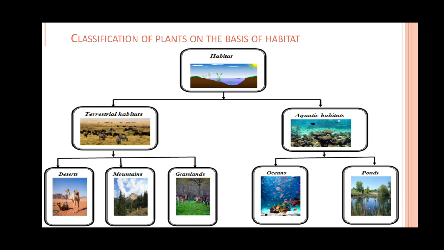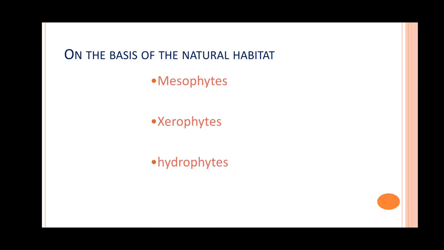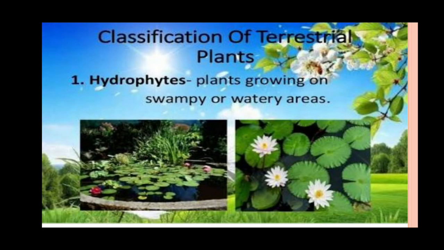So further, your terrestrial habitats can be deserts or mountains or grasslands, and your aquatic habitats can be ponds, rivers, lakes or oceans. So, on the basis of the natural habitats, plants have been classified into three categories: mesophytes, xerophytes, and your hydrophytes. So, your first plant is your hydrophytes. Hydrophytes are the plants which grow in watery areas or swampy areas. These plants need a maximum amount of water, hence they grow in water.